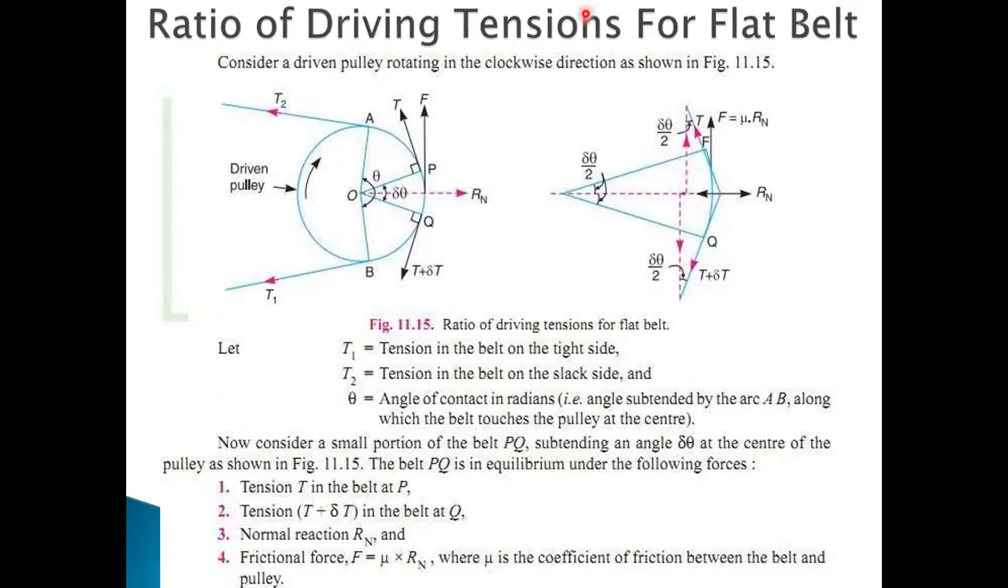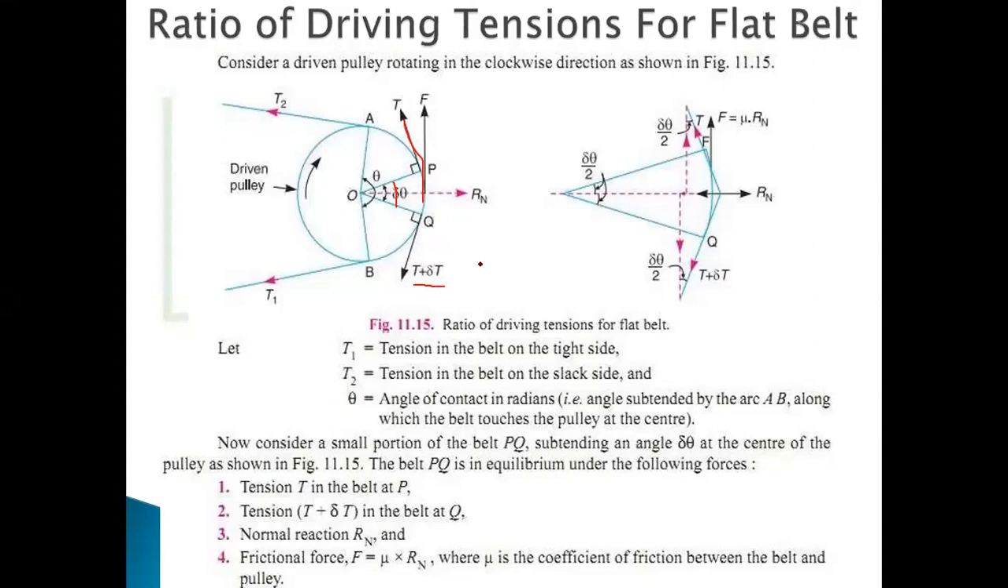So here, after taking the delta theta, we are taking two points, P and Q, where PQ is the smallest part of the arc, and it is taken as a straight line. So the tension which is produced here at the tight side is T plus delta T.